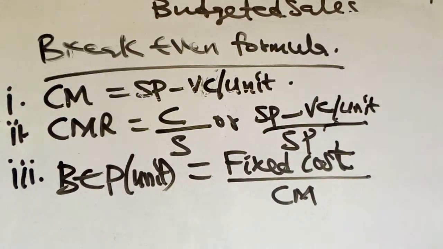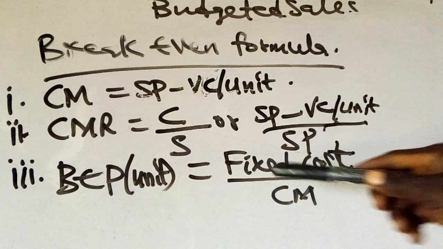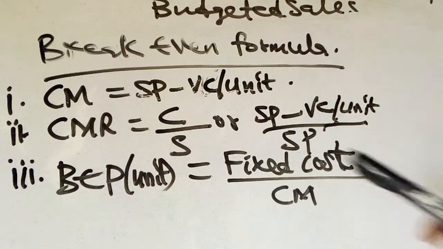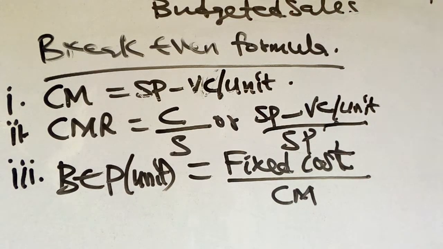To calculate the break-even point per unit, you have the fixed cost divided by contribution margin. You sum up all your fixed costs. You can have the fixed production overheads, fixed administrative overheads, fixed selling overheads. All the fixed costs should be aggregated.